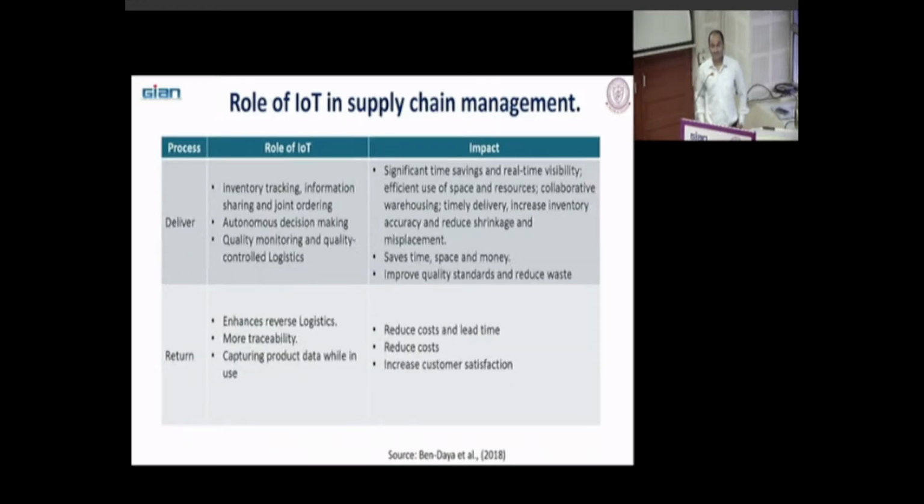Then the next one is the deliver stage. Inventory tracking, information sharing and joint ordering. If you want to share information about your stock demand, IoT helps with that. Inventory tracking as well. A smart shelf, for example, will automatically share information about the inventory available in that warehouse. Autonomous decision making, another example, is the driverless car. Quality monitoring and quality-controlled logistics.